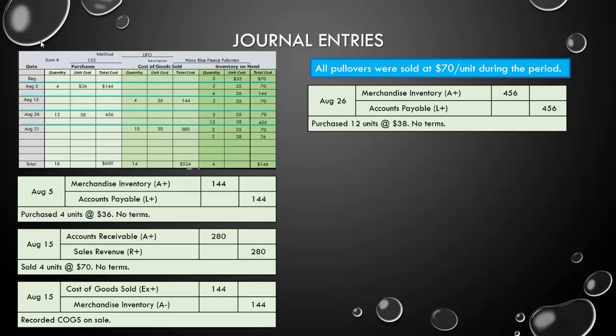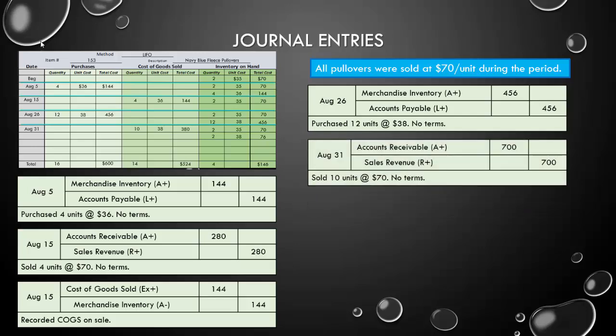Doing so on account, we would debit merchandise inventory for $456. We would credit accounts payable for that same $456. We had another sale on August 31st. We're going to first record the revenue. We sold 10 units. We sold them at $70 a piece, which means our total sales would be $700. So we debit accounts receivable for $700, we credit sales revenue for $700.